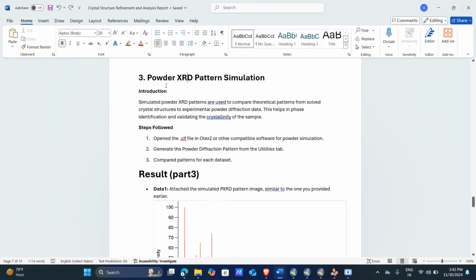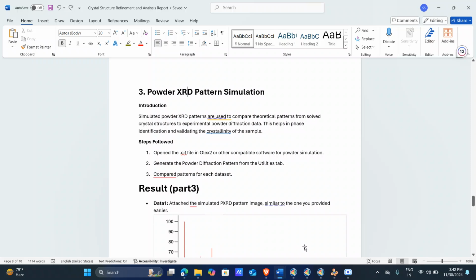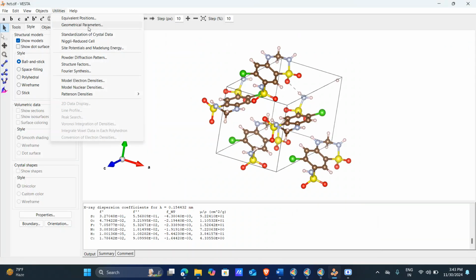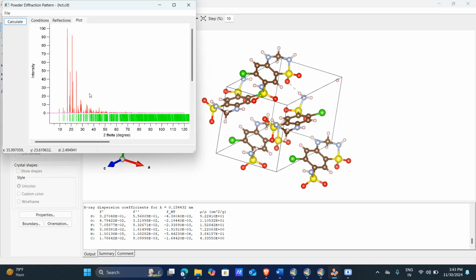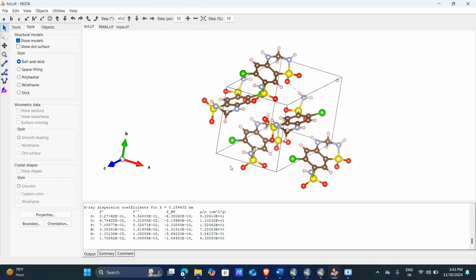So our third task is the powder XRD pattern simulation. Basically, when we have opened it in Vesta, we can go to utilities, and then click on powder diffraction pattern, and it will draw the powder diffraction pattern of the provided structure. Based on the atoms present, they have particular powder diffraction data of the particular atoms. So based on that, the software will draw it.